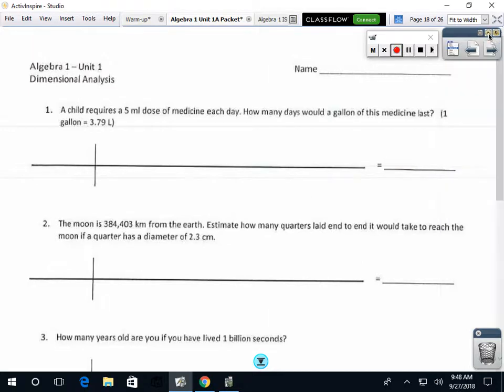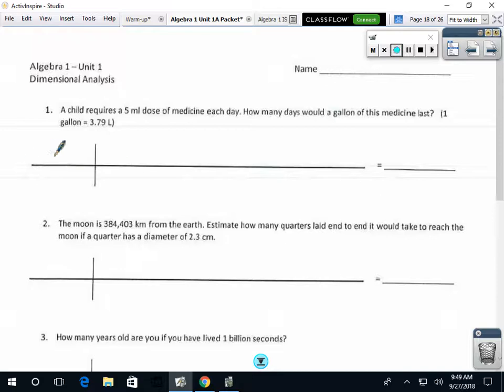Okay, number 1. A child requires a 5 milliliter dose of medicine each day. How many days would a gallon of this medicine last? And then they give you the information that 1 gallon equals 3.79 liters. Okay, well, first of all, you've got to figure out where to start your chain. Any ideas? What would we put over here for the start of the chain? What do we have? Okay, that's what we know the dosage should be, but what do we actually have of the medicine?